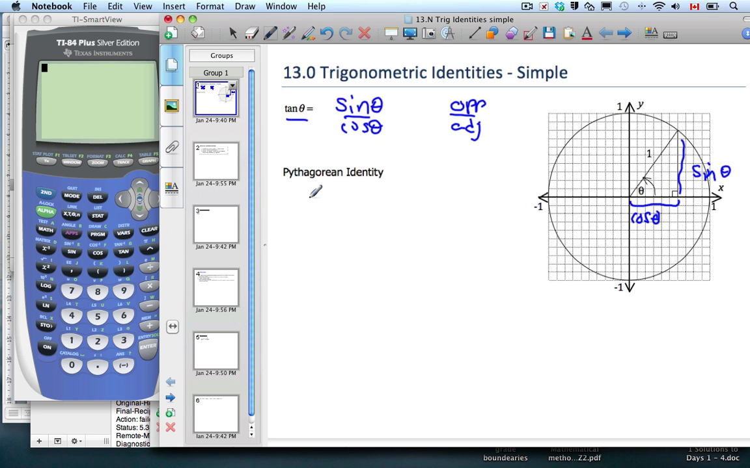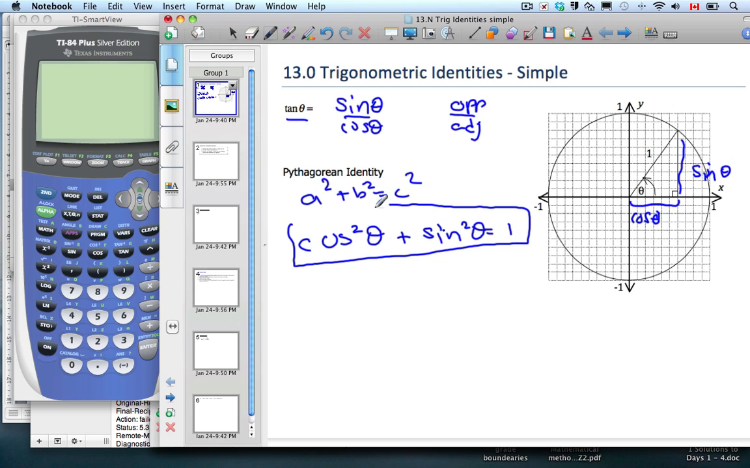The other one is the Pythagorean identity. I have a right triangle, and everyone knows that in a right triangle, a squared plus b squared is c squared. Well, a is simply cos squared theta, b is sine squared theta, and c is 1 squared, which is just 1. And so this is the Pythagorean identity. And we use that a lot in trig.